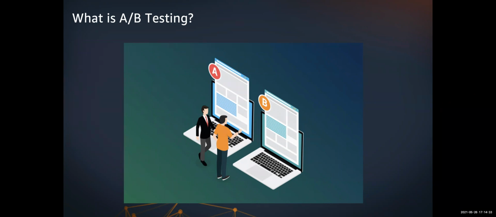In different words, A/B testing is like an experiment where you have random visitors coming to your digital property. Then you show them a different version than the original one. The original one, usually we call it control.